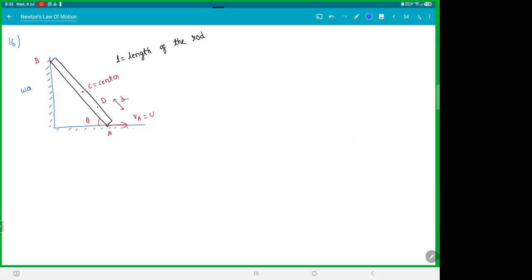So one side of the rod is sliding on the wall and the other is sliding on the floor. And then what you did, you started pulling this point A, the one on the floor, with a constant speed u. Find velocity of B, acceleration of B, velocity of point C at this instant.